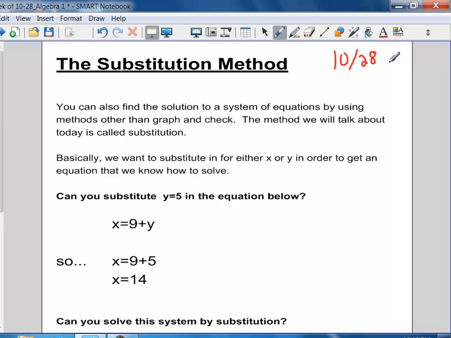So we know we can find the solution to a system of equations by substitution or graph and check now. Graph and check is where we graph it and then we check where the solution is. This method is called substitution. What we're doing here is we're trying to find the solution by using substitution. We take what we know about the variable and we substitute that in. You don't need to write that top part, just write this bottom part and make sure you write the example down. Okay? So we're taking what we do know and we're substituting it into one of the equations.